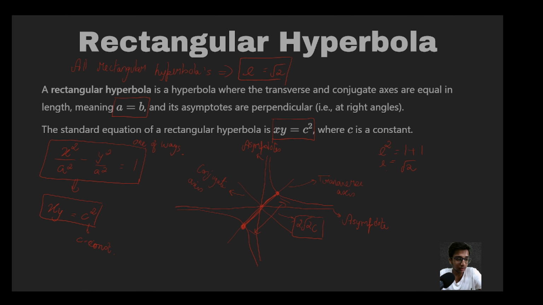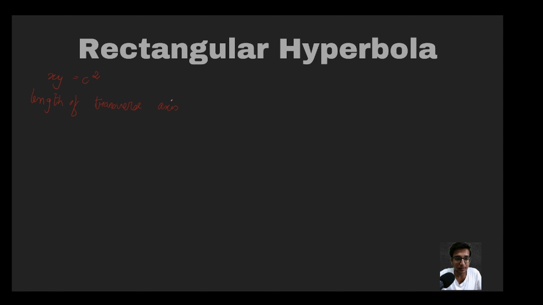So we know, first of all, the length of the transverse axis is equal to 2 root 2 c. This would also be equal to the length of the conjugate axis, of course, because they are similar. e is always equal to root 2 in a rectangular hyperbola. The x and y axes become the asymptotes.